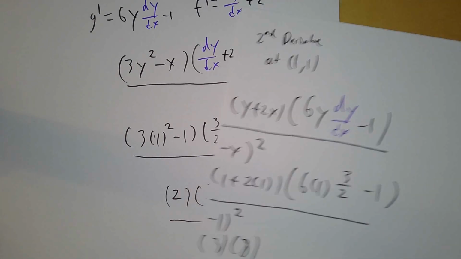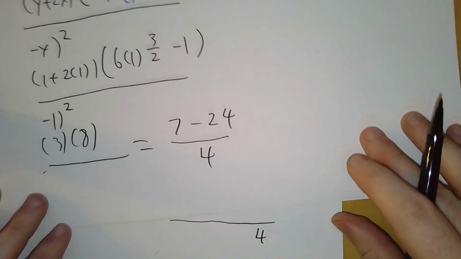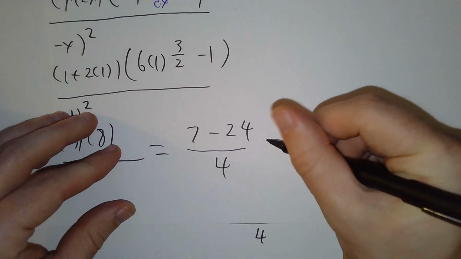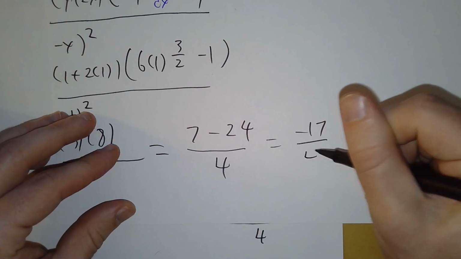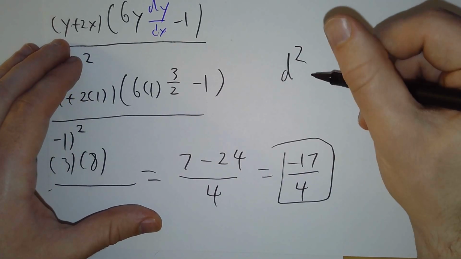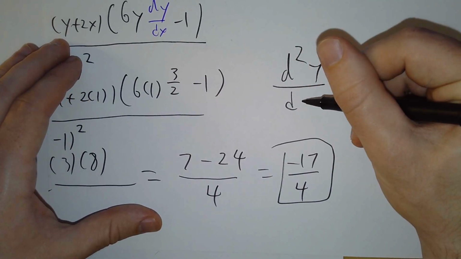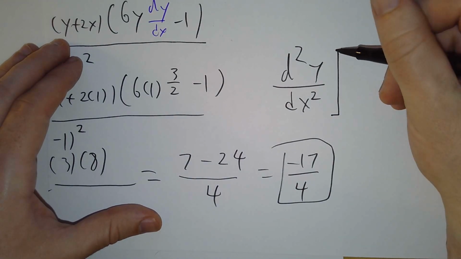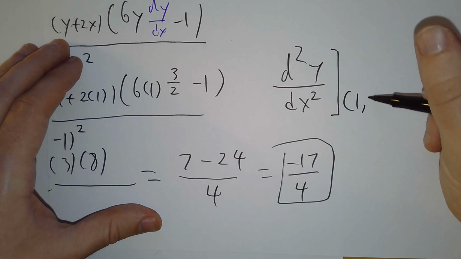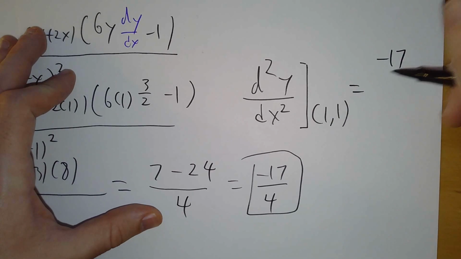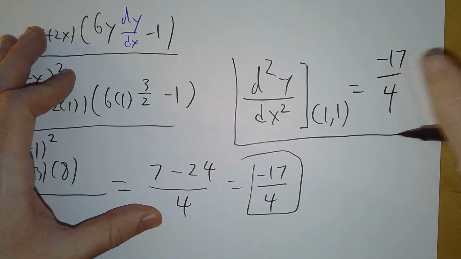So 7 minus 24. Well, I'm not going to mess up at this stage. I'm going to use a calculator. 7 minus 24 is negative 17 over 4. So, final answer, the second derivative at, I think the notation they use is usually something like this, at 1 comma 1 equals negative 17 over 4. Okay, that would be your final answer.